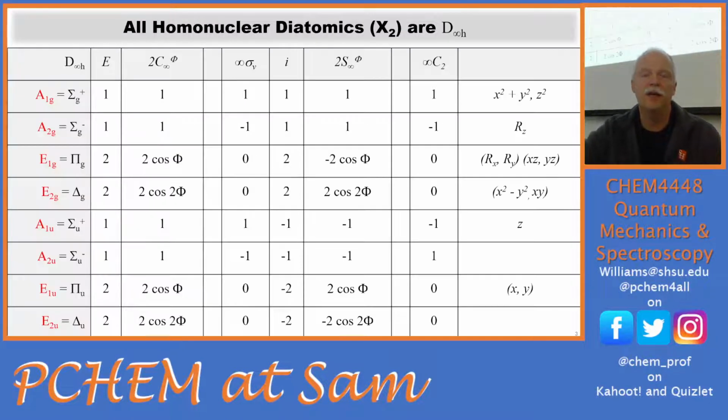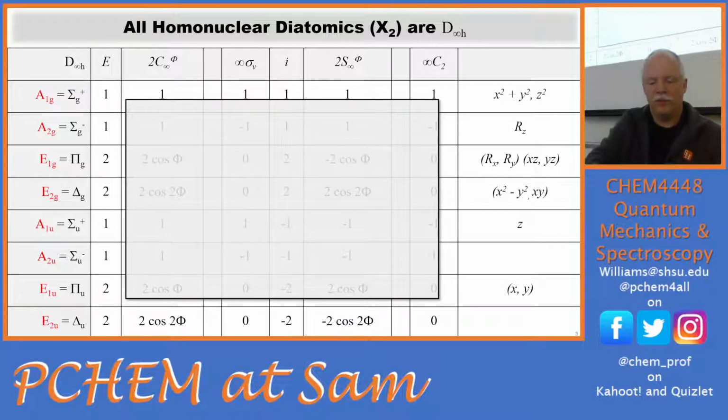So let's talk about all homonuclear diatomics, which are D infinity h. We're going to start with those, the simplest molecule, hydrogen. And so here's our D infinity h character table and those labels on the left. Remember I said they started out with Greek characters and it just got unruly. And so then we switched to A's and E's and T's and so on. So these are the A1g, A2g equivalents to the sigma plus, sigma minus, and so on.